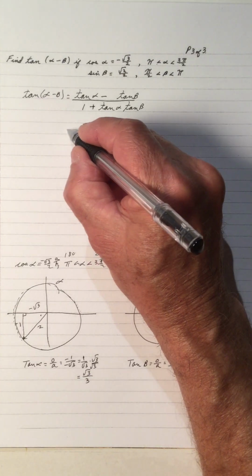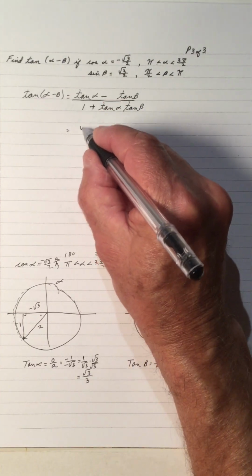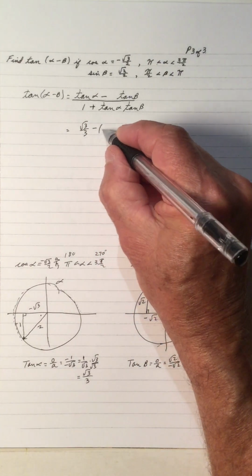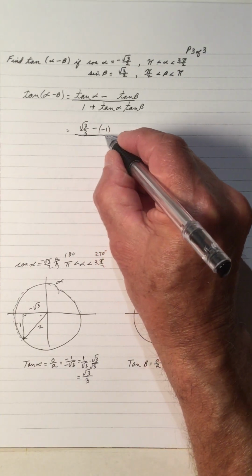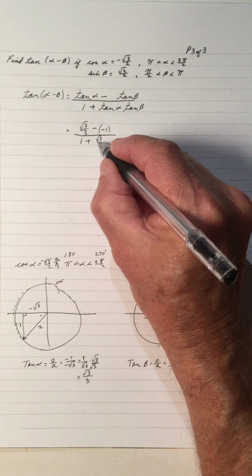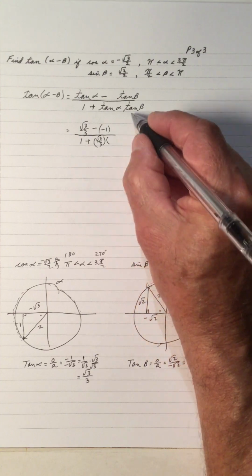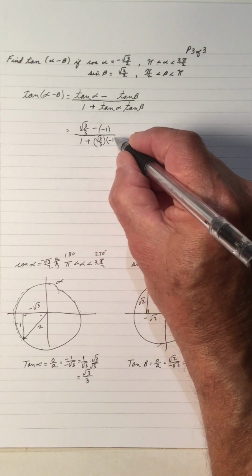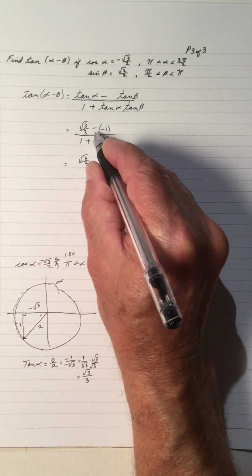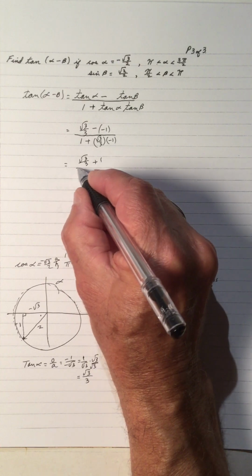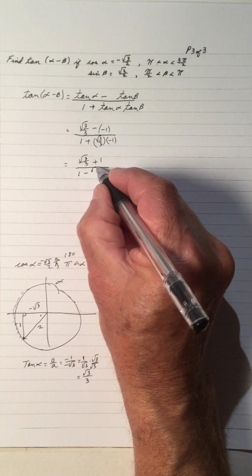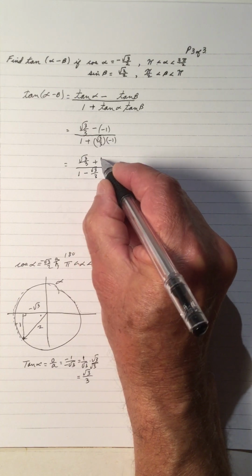So let's go back. Tan alpha is √3 over 3 minus tan beta, which is -1, over 1 plus tan alpha, √3 over 3, times tan beta, -1. So we'll simplify this. This is √3 over 3, double negative is a positive, and we have a 1. In the denominator, we multiply and get a negative √3 over 3.